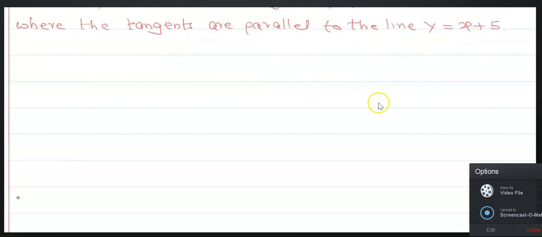Now these two lines are parallel, so their slopes are equal. It means that if we differentiate the given curve, its value equals the slope of this line. What is the slope of this line? It is of the form y equals mx plus c, and therefore the slope is 1. Now see this.